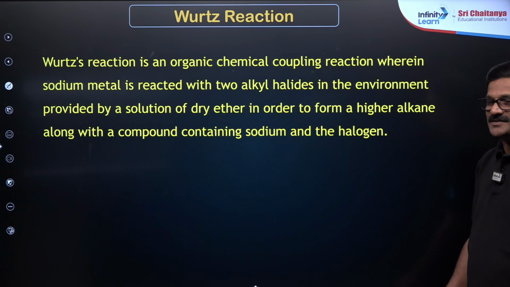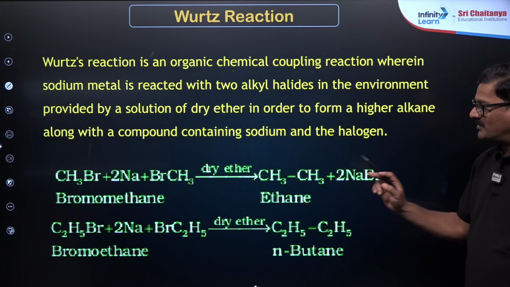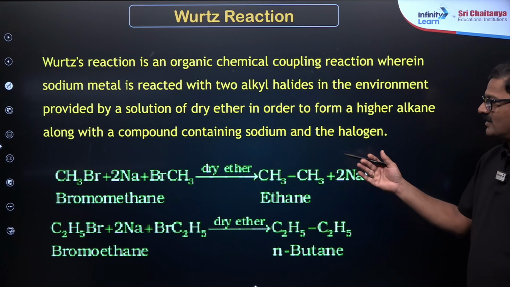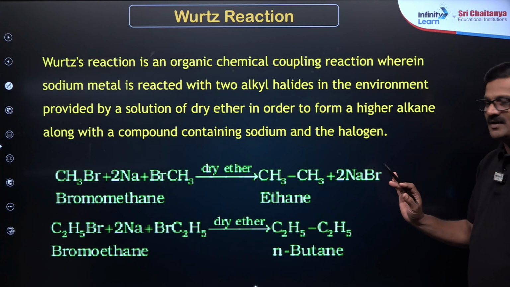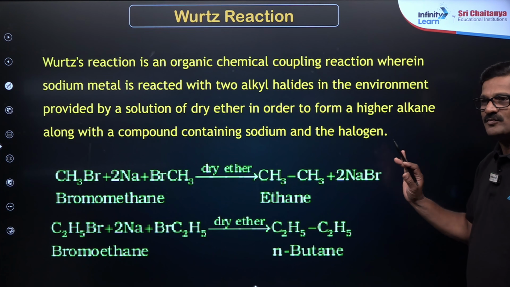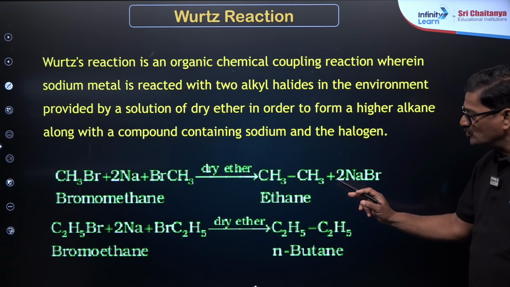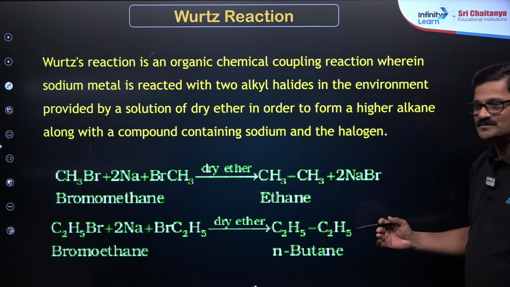Moving ahead, Wurtz reaction. An alkyl halide is treated with sodium metal and gives a higher alkane. You have to use dry ether for that. Methane cannot be prepared and odd number alkanes cannot be prepared. So this is about the Wurtz reaction and it should use dry ether so that a free radical mechanism forms.